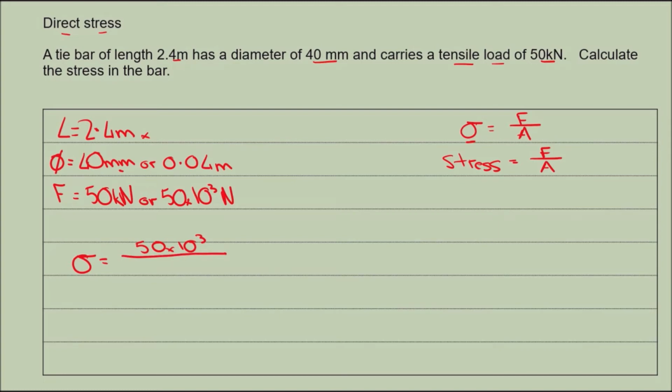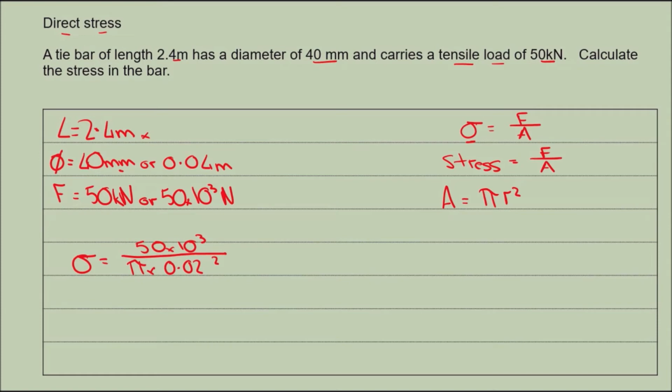Now the area that we're looking for is the area of the cross-section of this bar. We'll remember from our GCSEs that the area of a circle is equal to pi r squared. Now we'll come over here, we've got diameter. We need to divide that by 2 to give us our radius, obviously. So we're going to do pi times, divide that by 2, which is 0.02, squared.